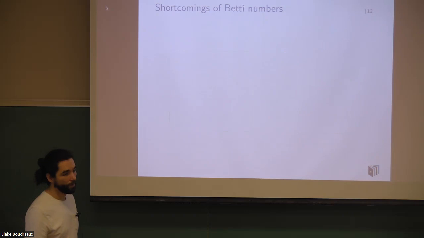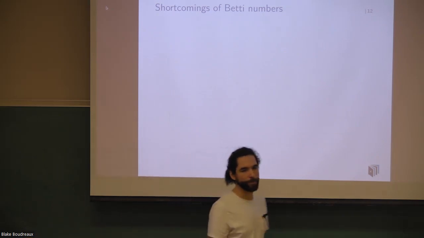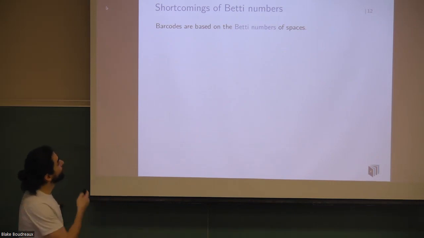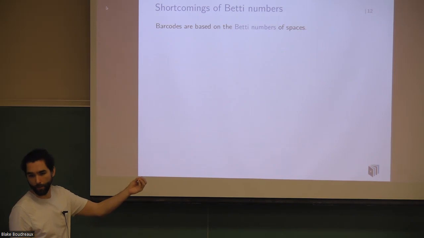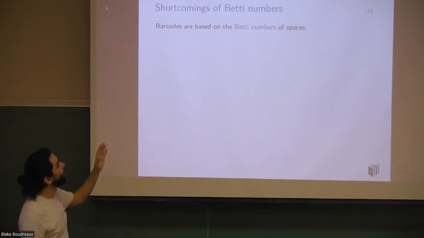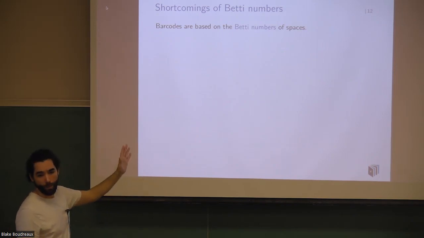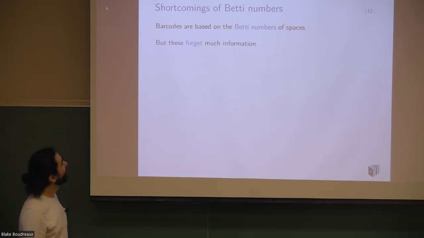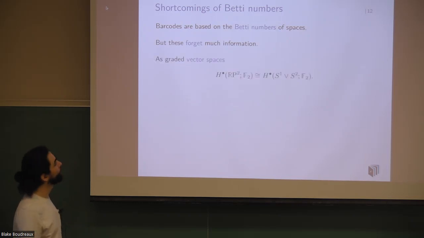All right. So let me start by highlighting some of the shortcomings of considering just Betti numbers. So barcodes are based on just the dimensions of the vector spaces that appear in this diagram. And those are the so-called Betti numbers. They're the same for homology and cohomology, but they forget a lot of structure. And some of that structure, well, let's see why I make this claim.